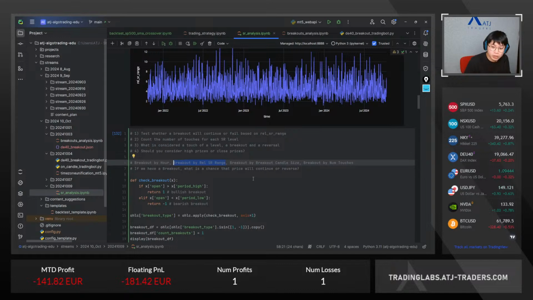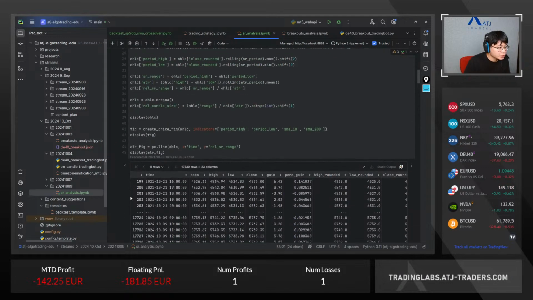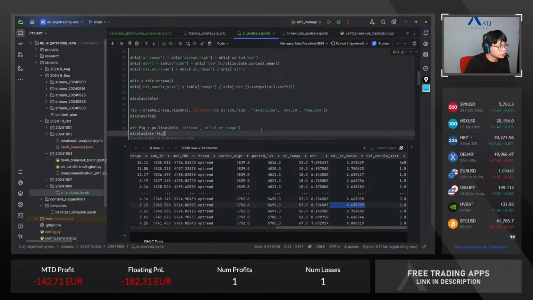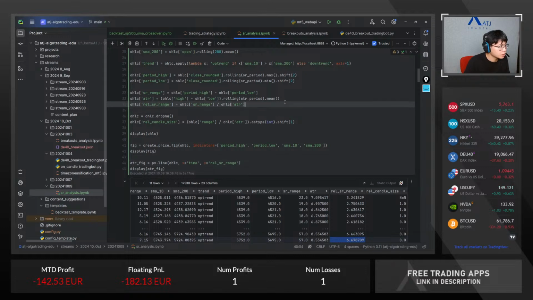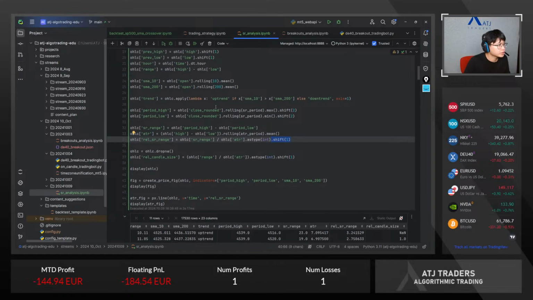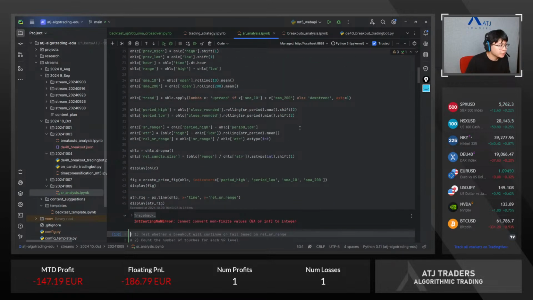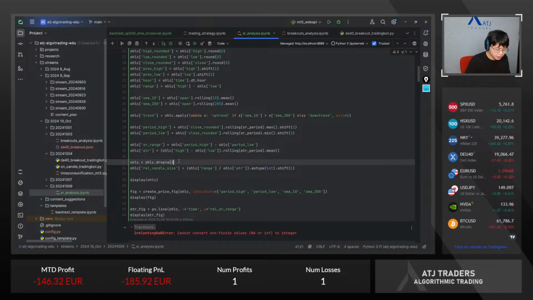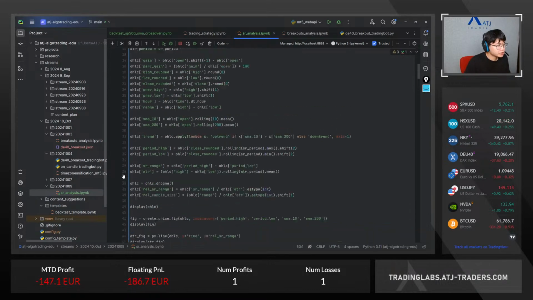I think that is something we can also work with, because this still needs to be worked on. So here we have relative SR range, and I think here I can also use the shift one, and actually I don't need to shift anything because the period high and low is already shifted. So I will just need to convert to an integer, and then we need to check the group by based on the round integer value.